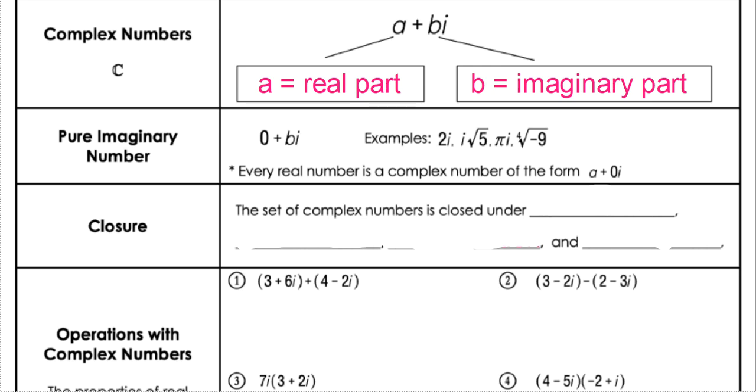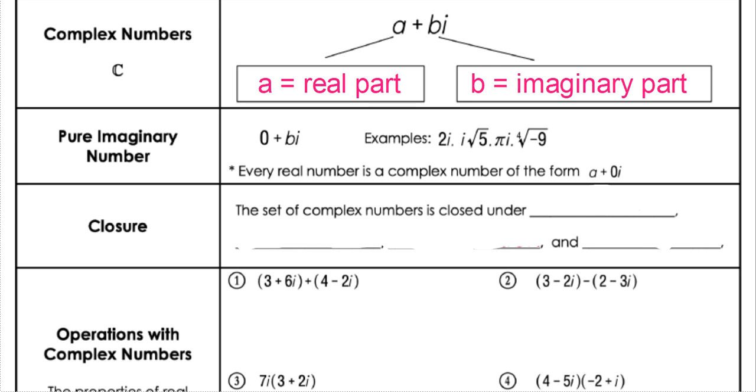If we have a pure imaginary number, that is where the real part is 0. You can see some examples there. 2i doesn't have a real part to it, or doesn't appear to. Square root of 5i, pi times i, all of those are pure imaginary. They don't have anything in the real part. Every real number out there is technically a complex number because it just doesn't have an imaginary part.